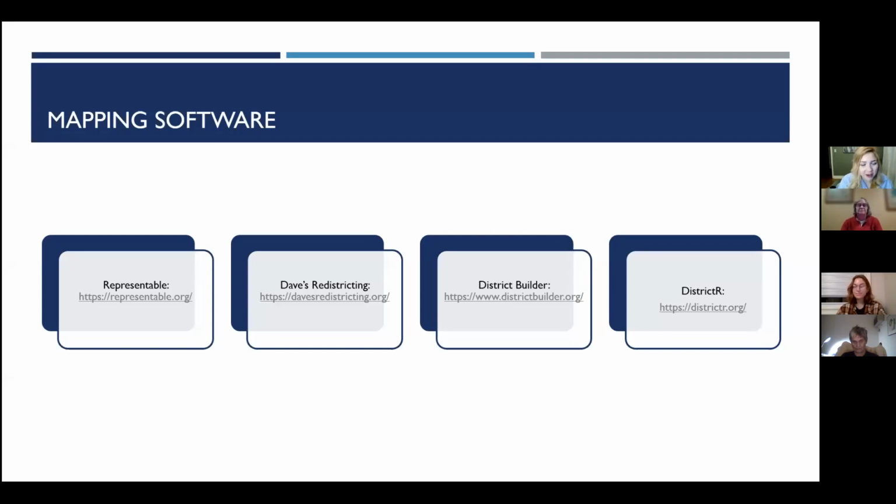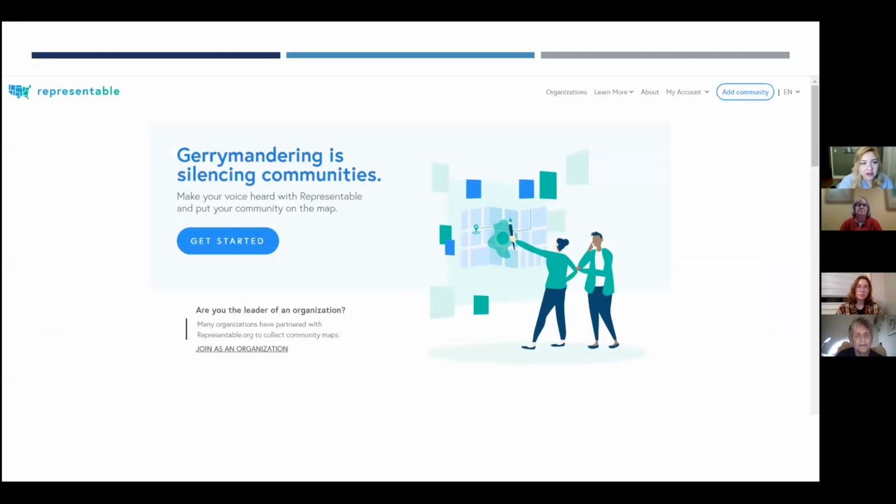There are a lot of free options, thank goodness. And here are 4 of them: representable.org, davesredistricting.org, districtbuilder.org, and districtr.org are 4 rather free options for you to draw your own legislative districts. My favorite is Representable, and I'm going to do a 2-second demo just to show you what it's like, because it's so easy.